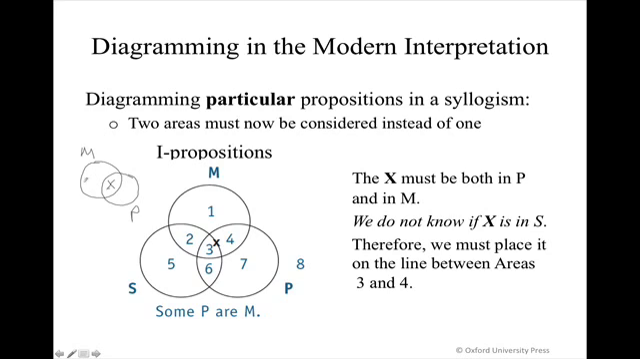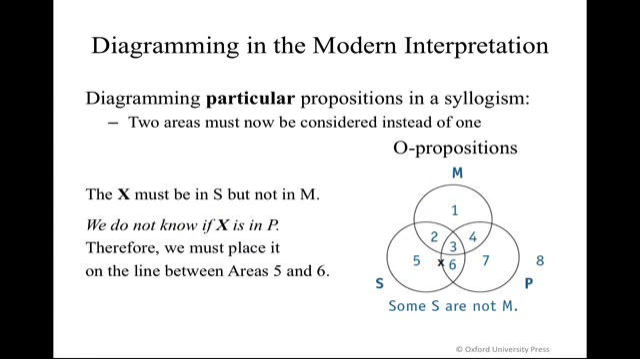So now when I go back to the circles that I was just drawing, I bring my S class back in, and you can see that the X is straddling. Here's another example of a line straddling X, this time for an O proposition. And the X is straddling the line between areas 5 and 6 specifically, because it's not at all clear that the X that is an S but not an M is also not a P. It could be a P or not.